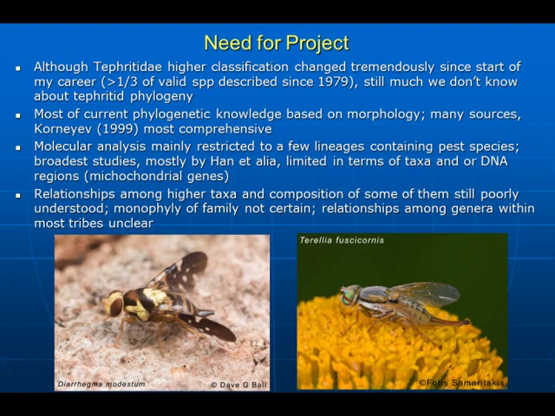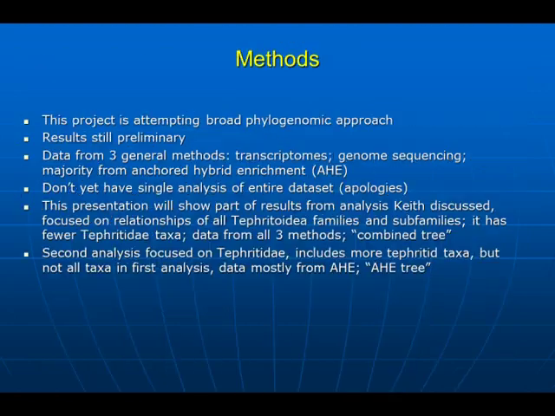It's mostly based on lineages that have pest species in them. Most of the broader studies have been very limited in terms of the taxa and the DNA regions. So relationships among the higher taxa and composition of most of them are still poorly understood. Monophyly of the subfamily is not certain, and relationships among genera within most tribes are not so clear.